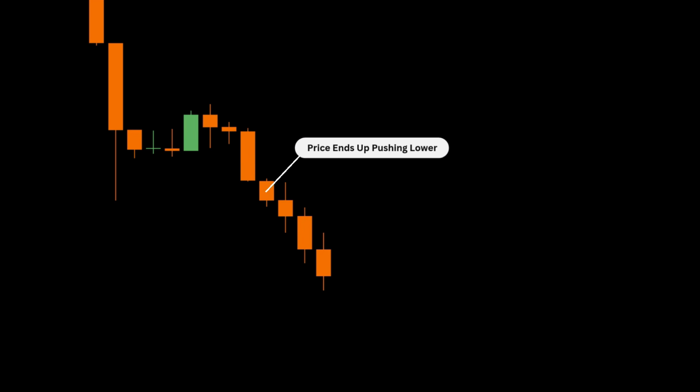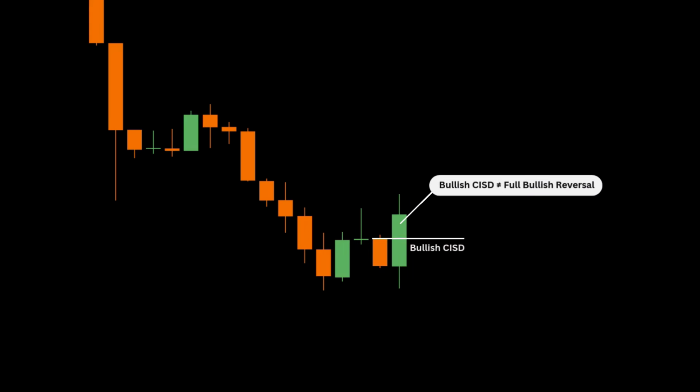And this is exactly why context matters. A bullish CISD alone does not guarantee that the market is fully reversing bullish. Sometimes it only creates temporary reaction before the original trend continues.